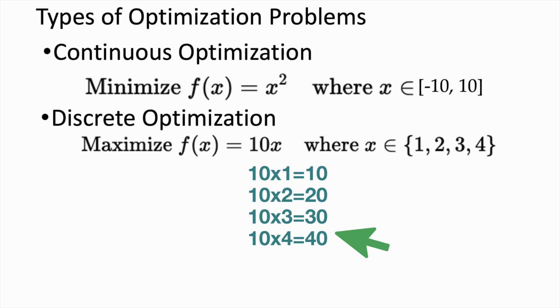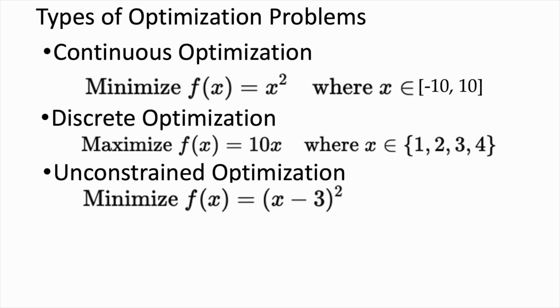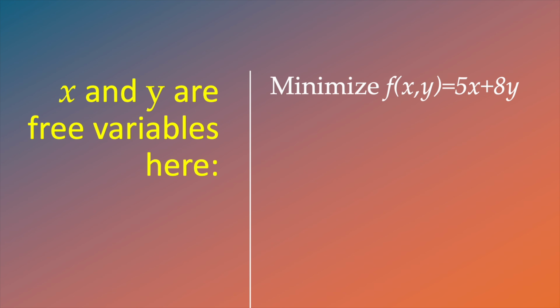If x equals 1, the result is 10. If x equals 2, it's 20. If x equals 3, it's 30. All of these are lower than 40, so x equals 4 gives us the optimal value. And that's a simple example of discrete optimization. Now let's talk about unconstrained optimization. You've already seen an example of this in our earlier discussion.